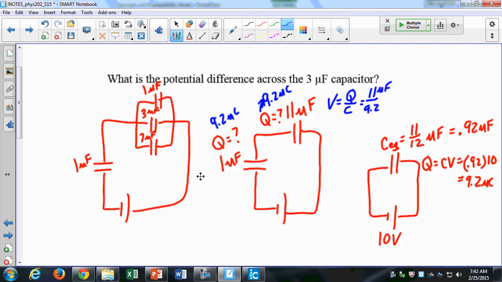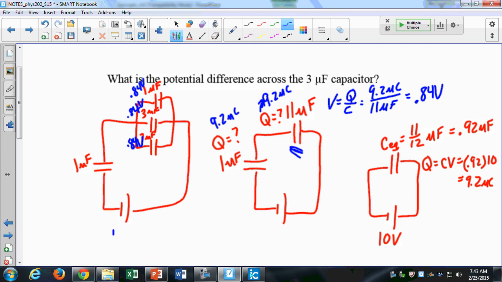11 microfarads, that's my, no, I'm sorry, I got that switched. 9.2 microcoulombs divided by 11 microfarads. And then that gives me the voltage across this capacitor. This turns out to be 0.84 volts. Right. If I have 0.84 volts there, I have 0.84 volts here, 0.84 volts here, and 0.84 volts here.